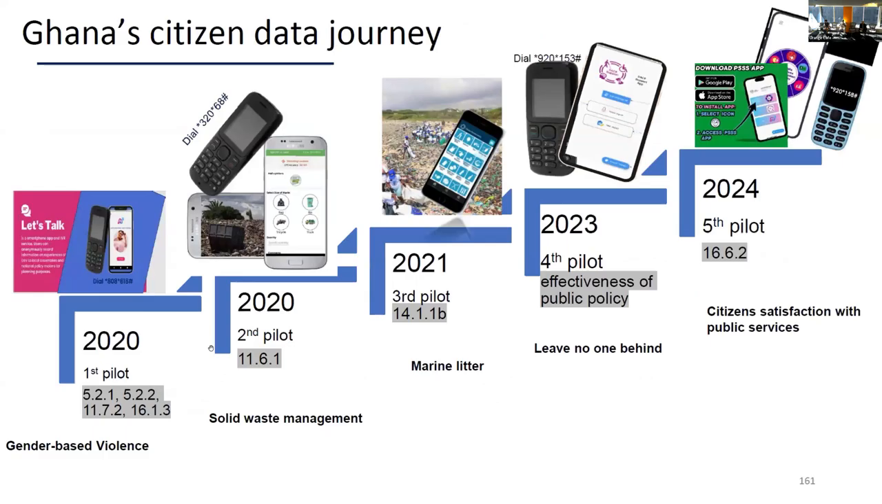The roadmap to Ghana citizens data journey. To this point, we have 5 different projects. We started in 2020 with our first pilot on gender-based violence, where we tried to monitor 4 SDG indicators, and then with the other one on Clean Up Ghana, which also was supposed to be used to monitor SDG 11.6.1, which is waste, municipal waste collection. And from this, one of the key things that stood out was the gender-based violence one.